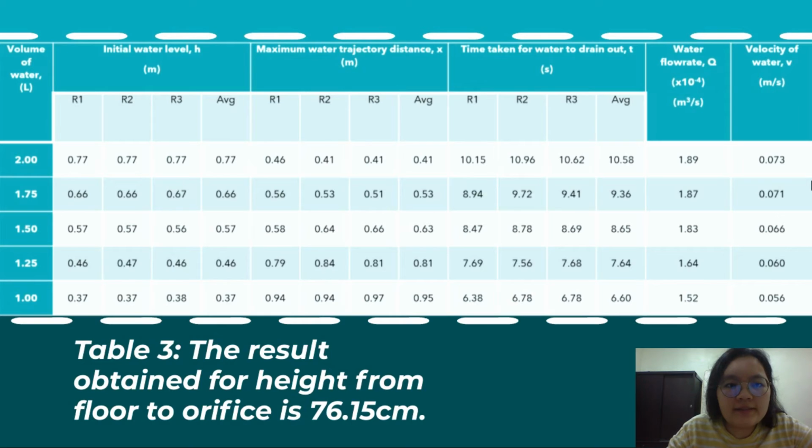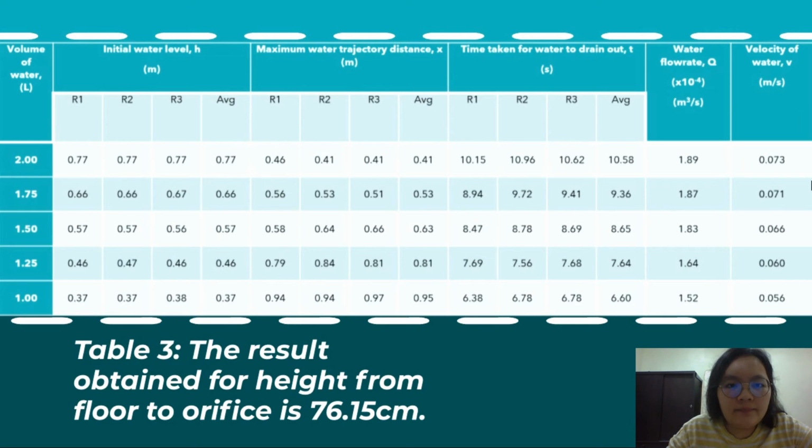Each experiment is conducted 3 times and we get the average value as the final value. For the result part, we need to record the initial water level and the maximum water trajectory distance. Also, the time taken for water to drain out has been recorded. The volume of water has been fixed for this experiment.